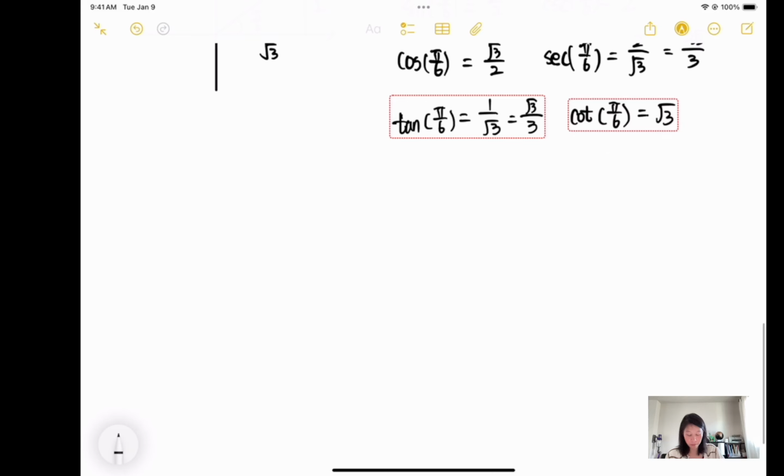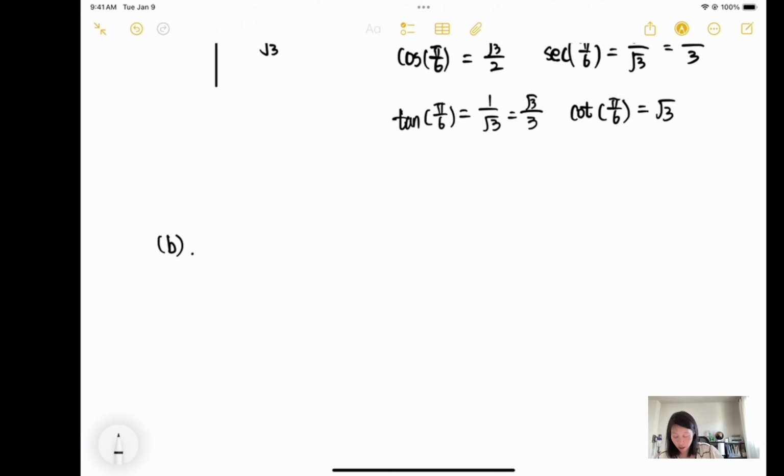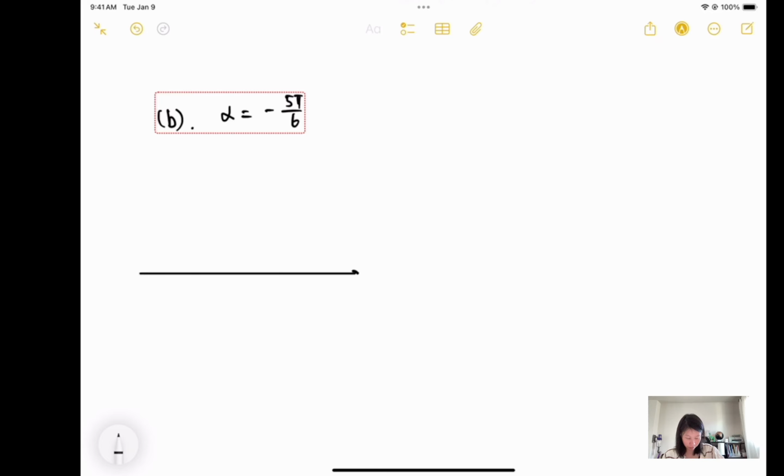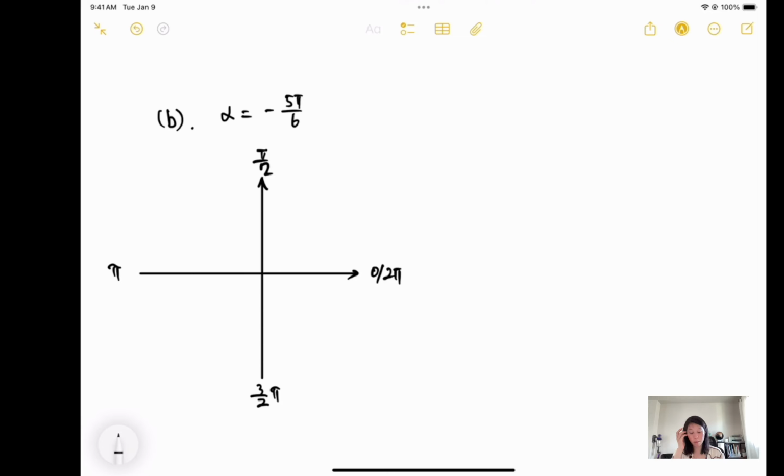Now, let's try something bigger than 90 degrees. Let's say I want you to find all the values when alpha is equal to -5 pi over 6. Let's find out where it is. Well, we know that this is half pi, this is pi, this is 3/2 pi, and this is 2 pi or 0.